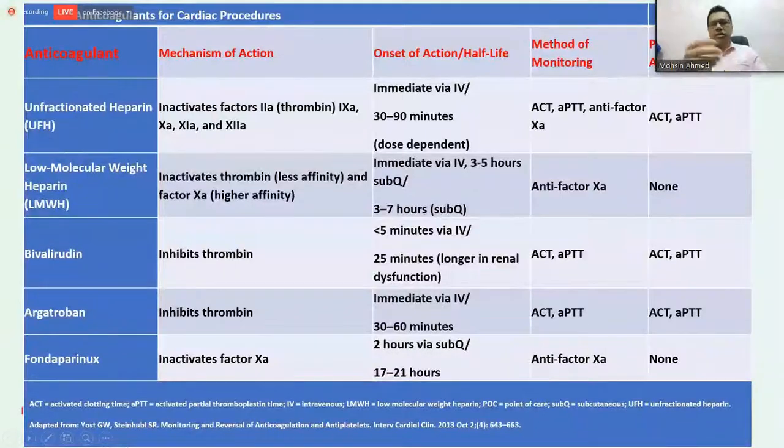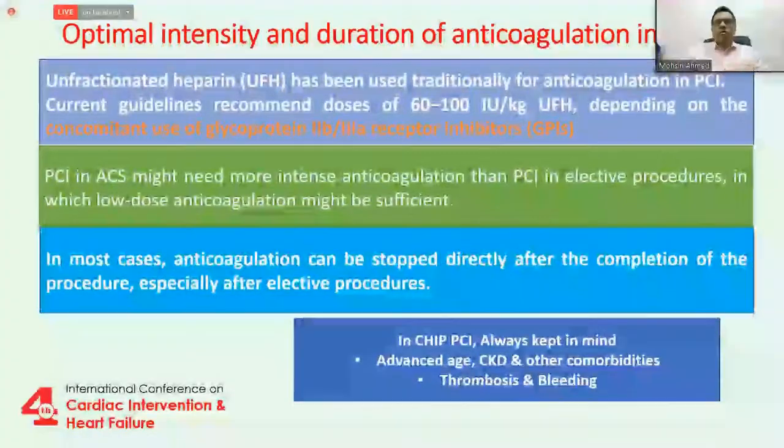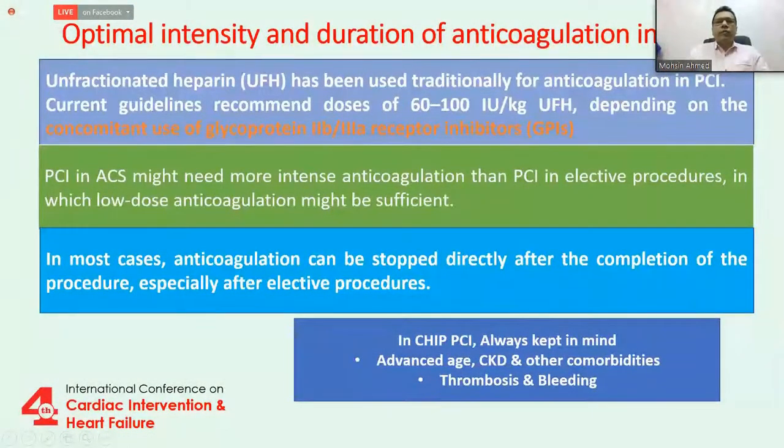There is long-standing use of anticoagulants in the cath labs: unfractionated heparin, low molecular weight heparin, bivalirudin, argatroban, and fondaparinux, which we will discuss later on. Now the optimal intensity: how much anticoagulant to use in PCI. Unfractionated heparin has been used traditionally at 60 to 100 units per kg, but in CHIP PCI, keep in mind the concomitant use of glycoprotein IIb/IIIa receptor inhibitors. Always keep in mind that in advanced age, CKD, and other comorbidities, there may be thrombosis and bleeding. So you should know about the anticoagulants.